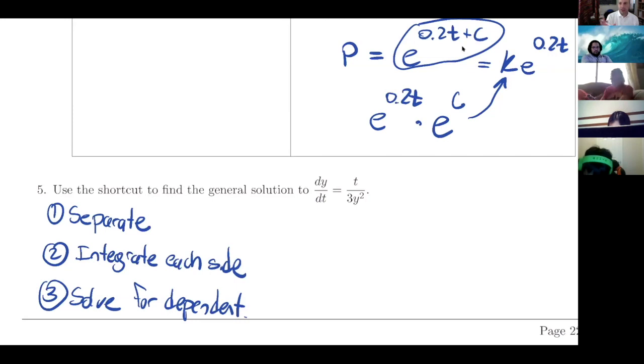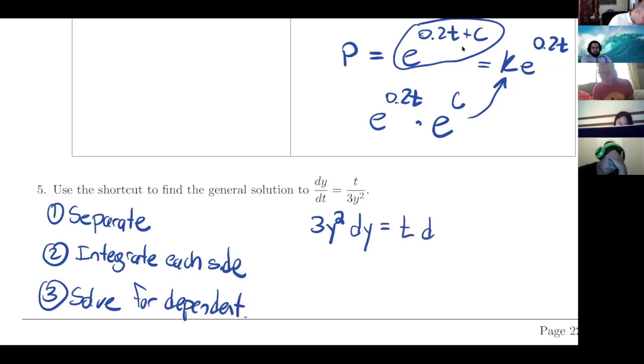Okay, someone want to just explain what the separate phase would look like? Sure. Yeah, thank you. So you multiply both sides by 3y squared, and then you manipulate dt, but don't actually multiply it over to the other side, but you end up with t multiplied by dt. Yeah, okay. Yep, so we're going to multiply both sides by 3y squared, and we divide both sides by dt. So now we've got this separated.